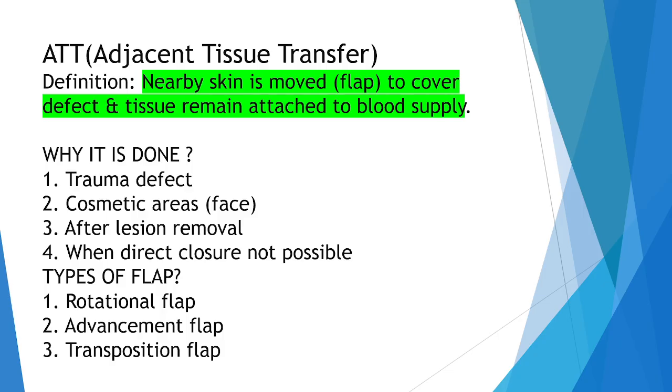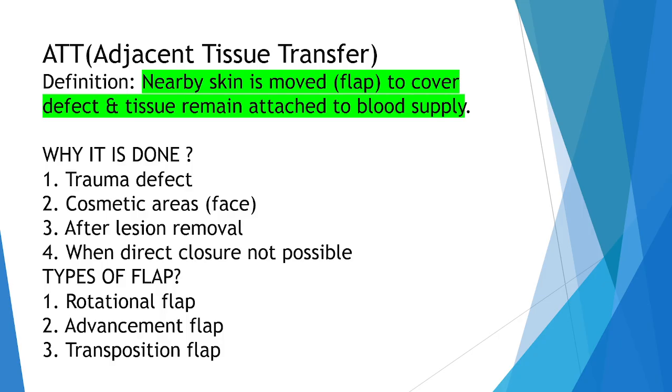A flap is a part of tissue that maintains the blood supply between the donor area and the recipient area. And the graft has no attachment and does not maintain the blood supply. There is no connection between the recipient and the donor area. So why is the ATT done? ATT is done for cosmetic areas, trauma defects, and after lesion removal, when direct closure is not possible.